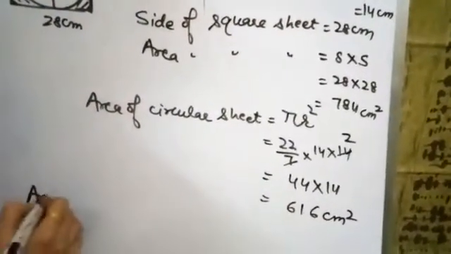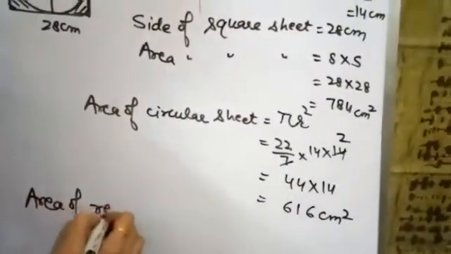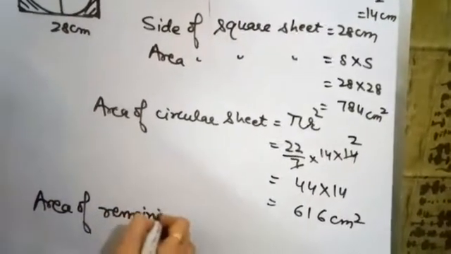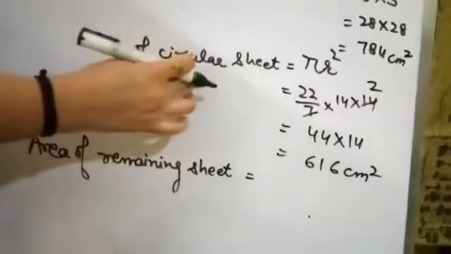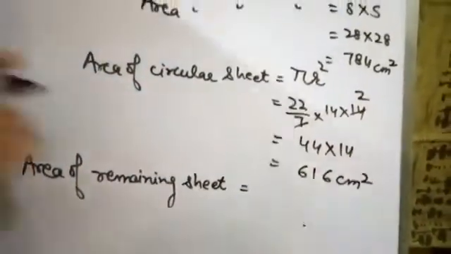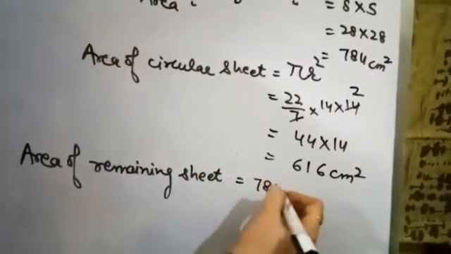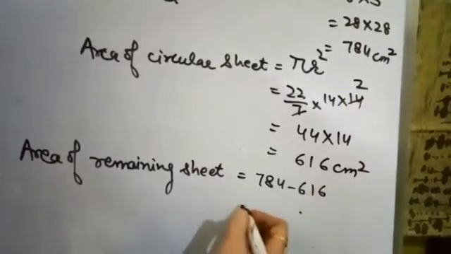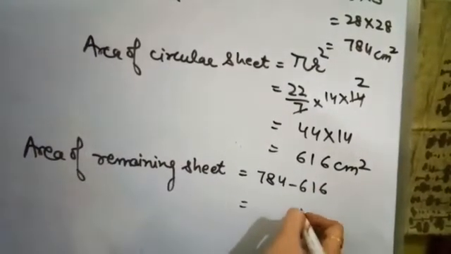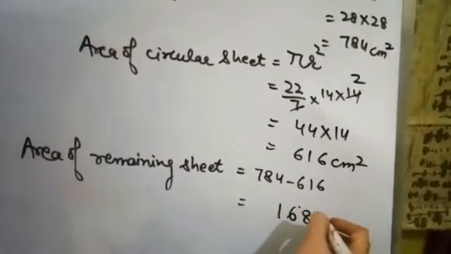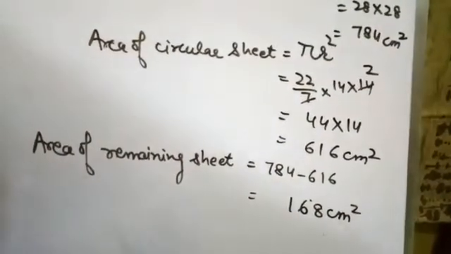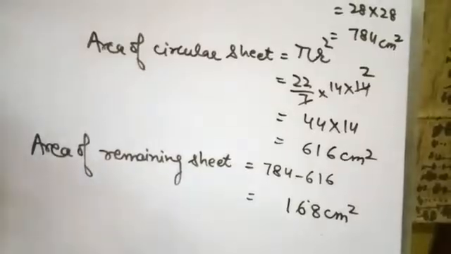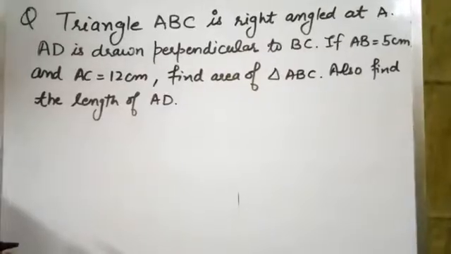Now area of remaining sheet. How can we find it? We subtract the area of this circular sheet from the area of this square. 784 minus 616, 168 centimeter square is the area of the remaining sheet. Moving to the next question.